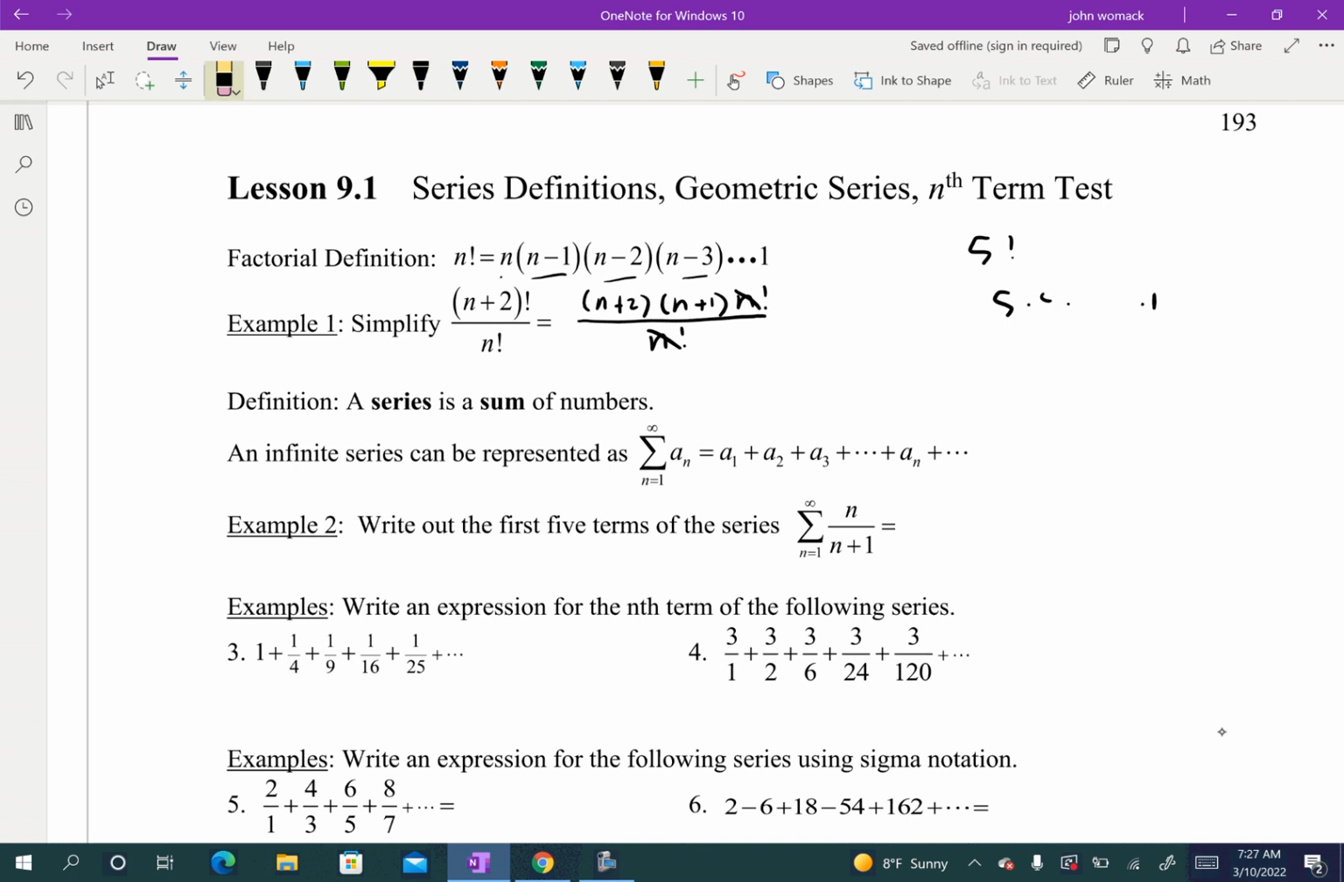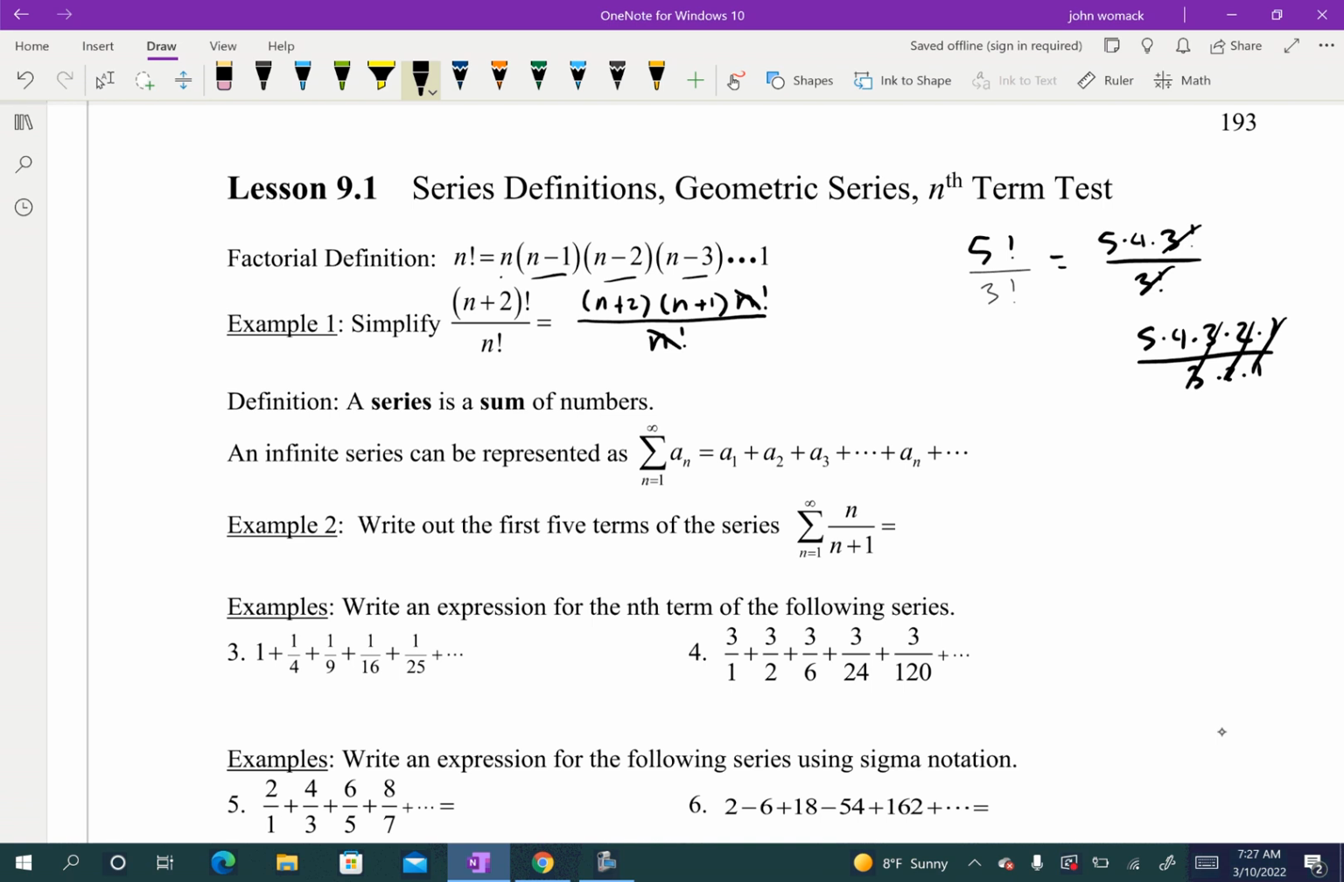Real quick example is if I had 5 factorial over 3 factorial. What really happens there is we end up getting 5 times 4, and I can stop right there, because down here this ends up being 5 times 4 times 3 times 2 times 1 over 3 times 2 times 1, and those factors just reduce. Just like over here, that n factorial and that n factorial reduce. Okay, we'll use factorials a bit on this assignment.